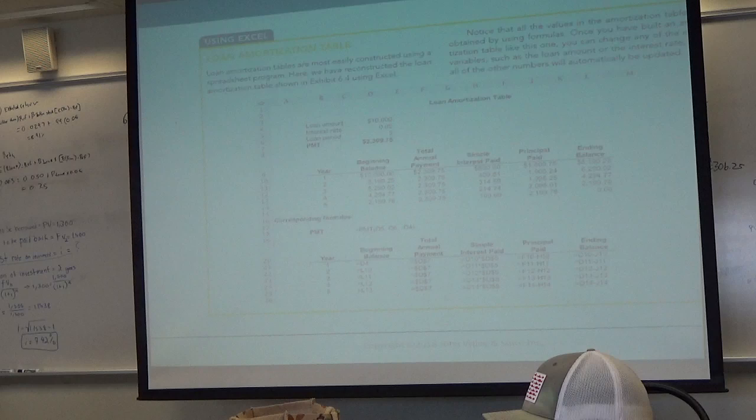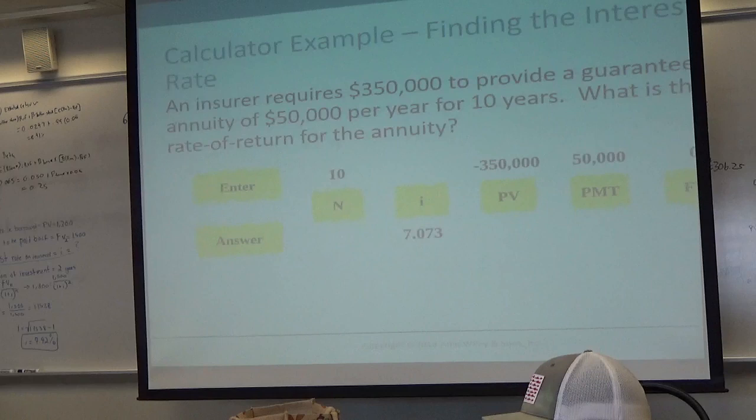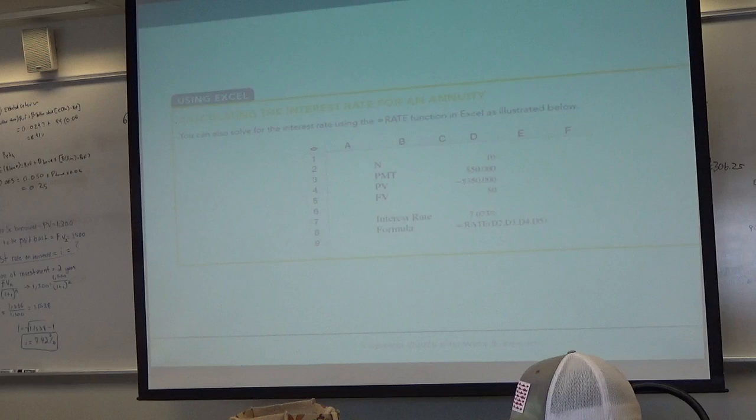And so finding the interest rate. The present value of an annuity equation can be used to find the interest rate or discount rate for an annuity. To determine the rate of return for an annuity, you solve the equation for I. And using a calculator is easier, but you can also do it by trial and error. And so here's a calculator example using 350,000 and 50,000 for 10 years. And there it is in Excel.